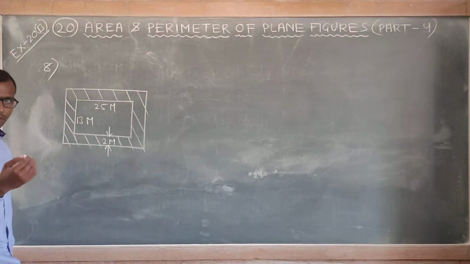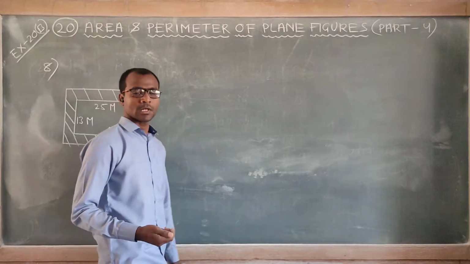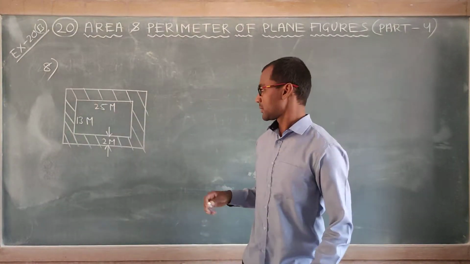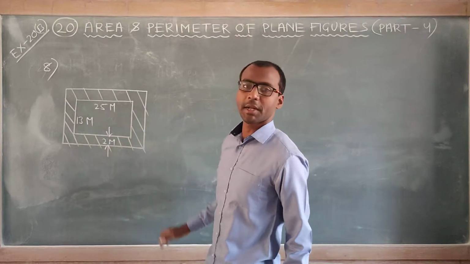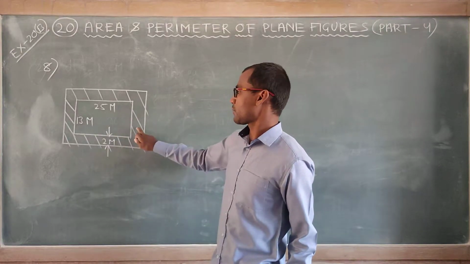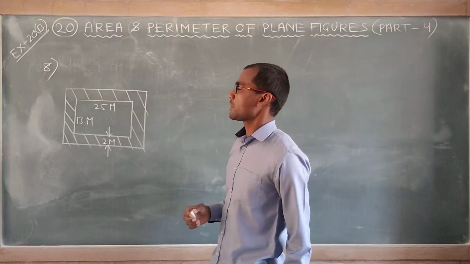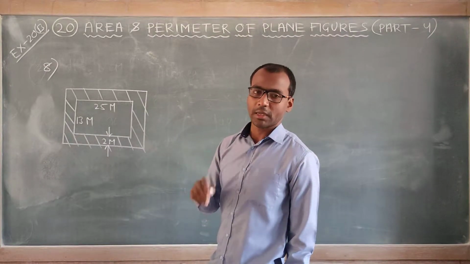First we need to find the area of the footpath. Now how to find area of the footpath? See, there are two rectangles here. One is inner rectangle, the other is outer rectangle. And area of this shaded portion, or area of the footpath, is equal to the difference between the area of the two rectangles.